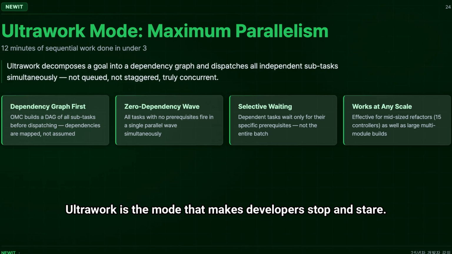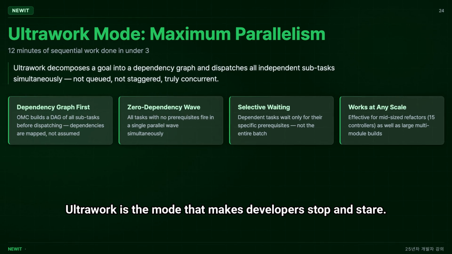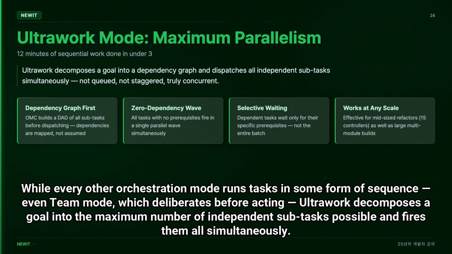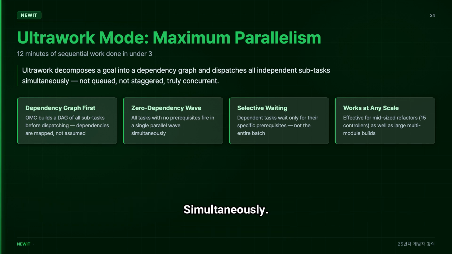UltraWork is the mode that makes developers stop and stare. While every other orchestration mode runs tasks in some form of sequence, even team mode, which deliberates before acting, UltraWork decomposes a goal into the maximum number of independent subtasks possible and fires them all simultaneously. Not queued, not staggered. Simultaneously.